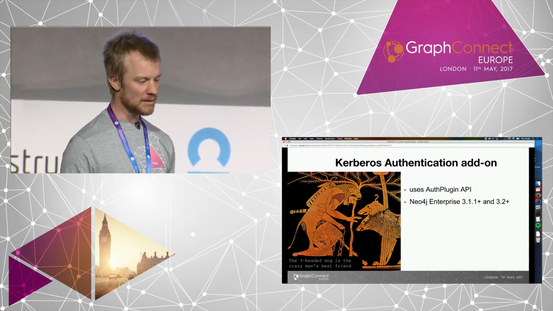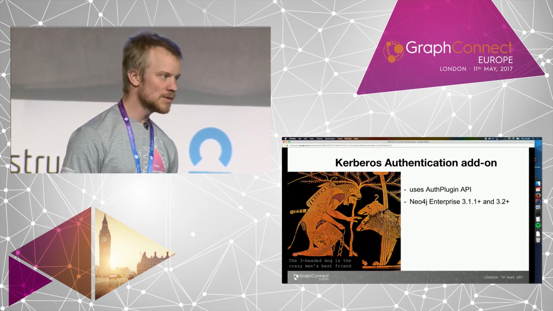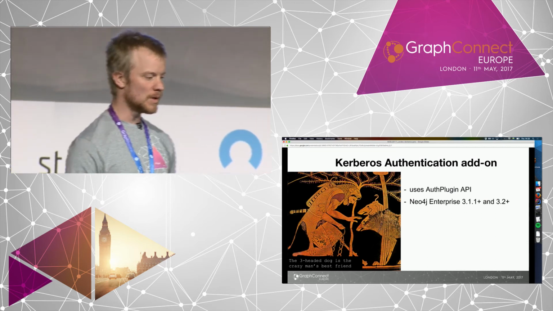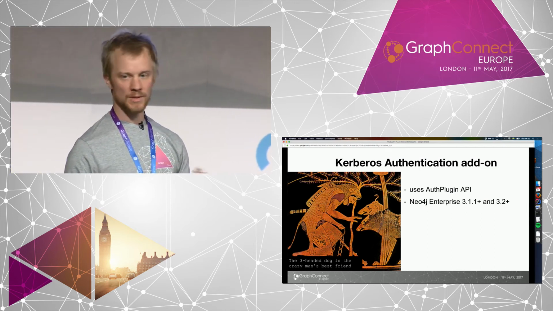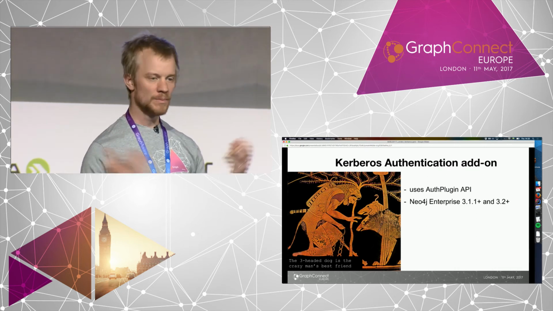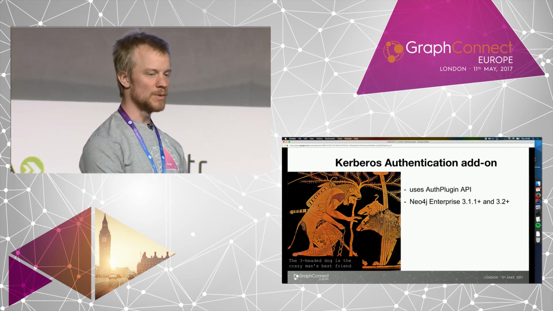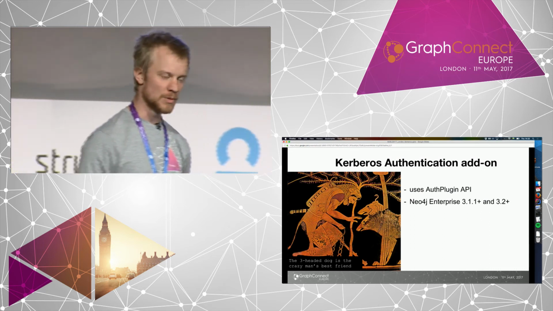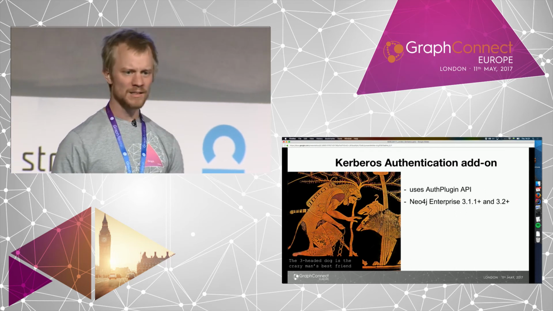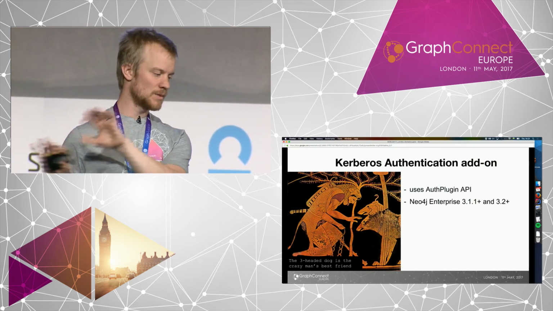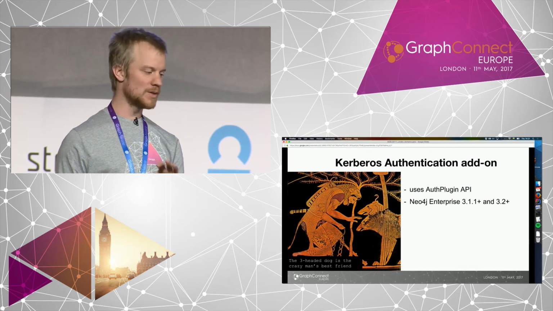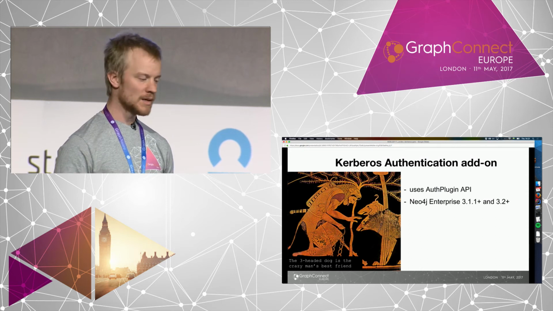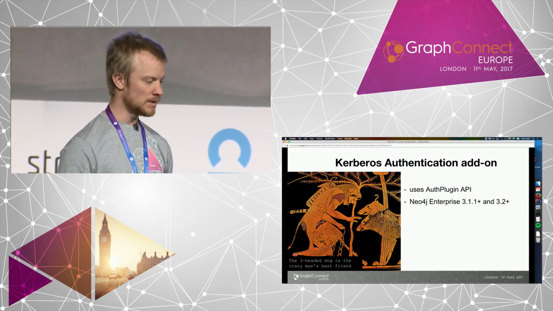Kerberos Authentication Add-on. This add-on uses the public auth plugin API that was introduced in Neo4j 3.1. So you could use that API to create your own super awesome authentication plugin mechanisms. We used it to support Kerberos. And the fact that this is an add-on, it's not at all part of the product, so you can plug it into your Neo4j Enterprise 3.1 and later, and you can also plug it into 3.2 and later releases.